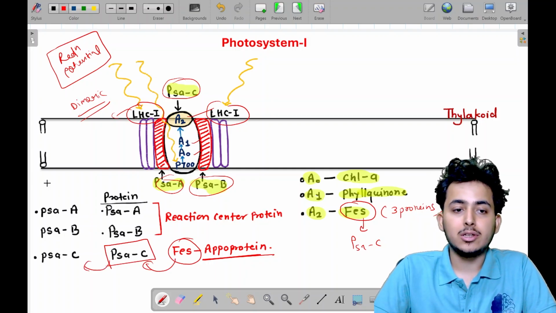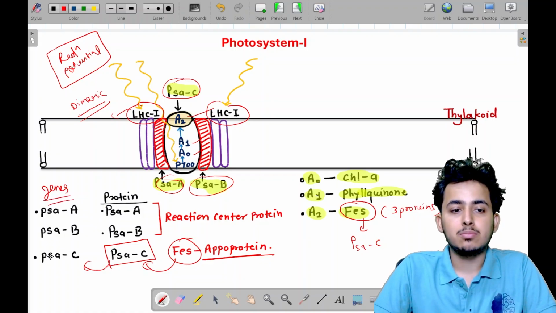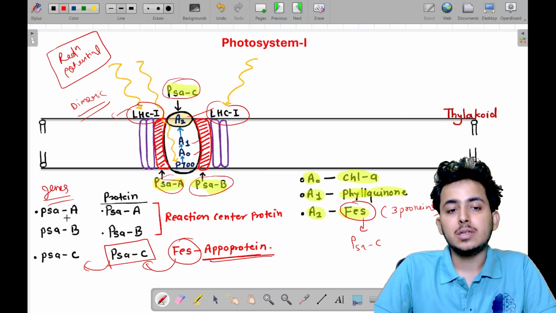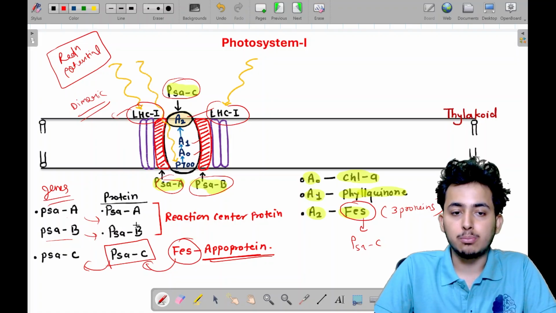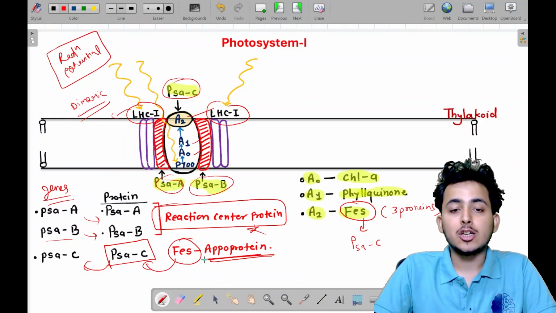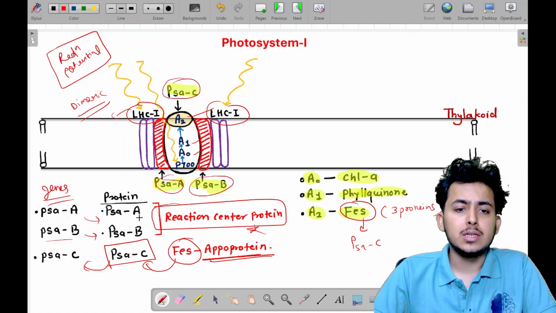That is something you should remember, that the iron sulfur apoprotein associated with PSA-C protein is coded by genes. Here I have written the genes. The PSA-C gene codes for PSA-C protein, which is associated with the iron sulfur apoprotein, the PSA-A gene encodes the PSA-A protein, and the PSA-B gene encodes the PSA-B protein, which is part of the reaction center.